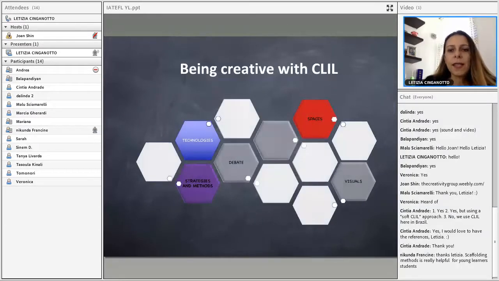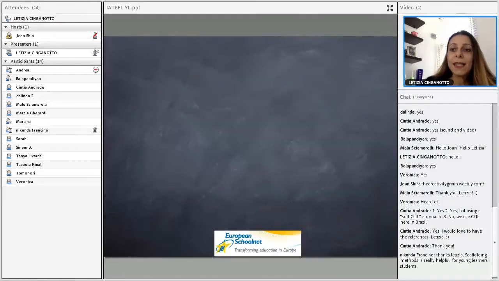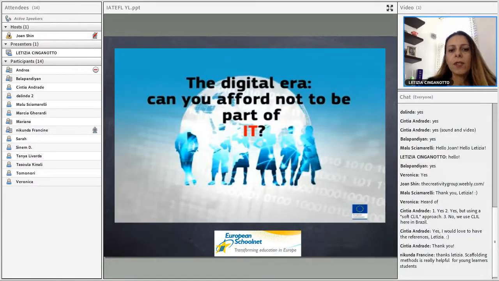So other examples of creative CLIL environments, of course, technologies. We cannot afford not to be part of the digital era. So this is just our era.